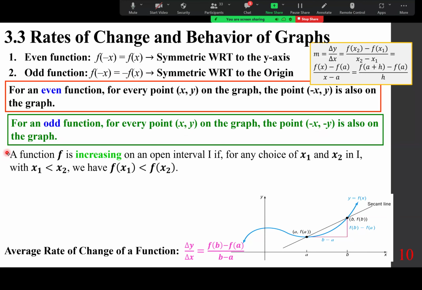A function f is increasing on an open interval I if for any choice of x1 and x2 in I with x1 less than x2, we have f of x1 less than f of x2. Perfect. So one way to look at it, it simply means when x gets larger, y gets larger. That's the meaning of it, everybody.